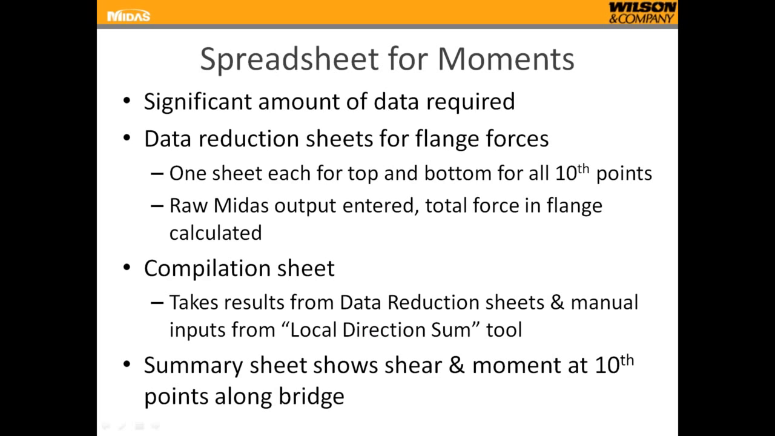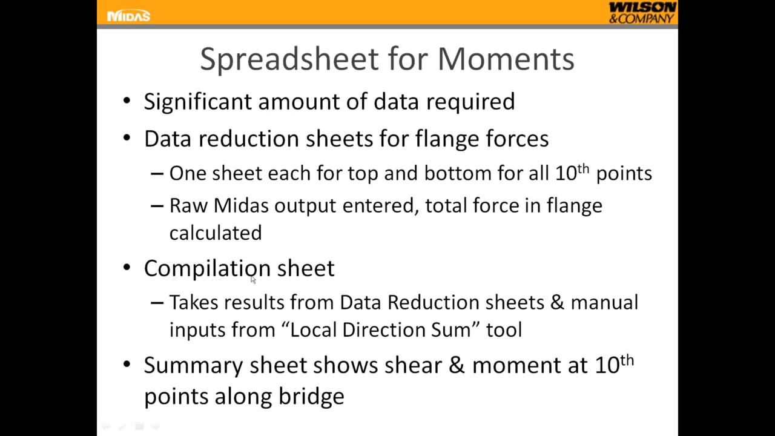Alright, so the spreadsheet I use for moments. A significant amount of data is required. The first step is the data reduction sheet for the flange forces. One sheet was created for the top and one for the bottom at each of the 10th points. The raw Midas data output was entered, and the total force in the flange was automatically calculated from there. So I was able to copy a table from Midas, paste it in my spreadsheet, and it would update the flange force for that location.